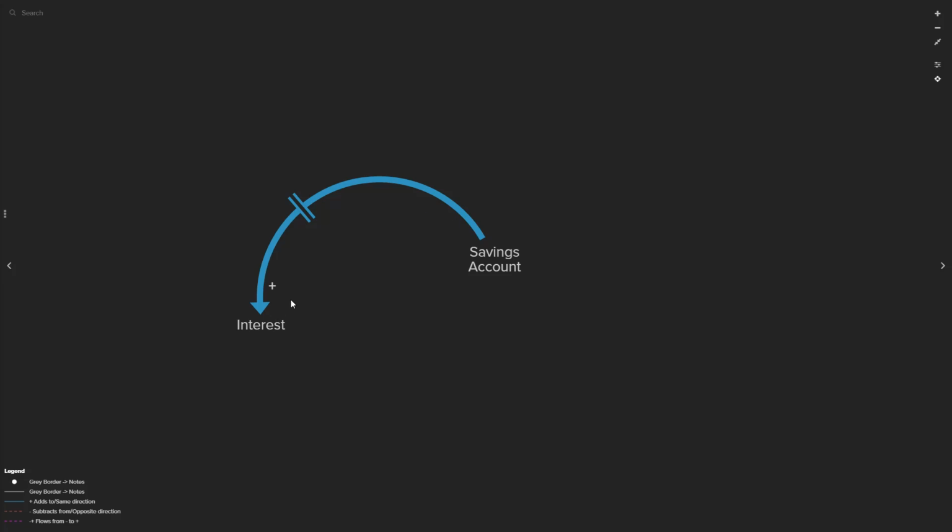Now, this relationship says that if you increase the amount of money in the savings account, it increases the interest. And if you decrease the amount of money in the savings account, it decreases the interest. The double bar on this relationship is meant to indicate that there's some delay in when this happens. Interest is typically calculated monthly or quarterly, or in some time period. It's not continuously calculated. And once the interest is calculated, it's actually added to the savings account.